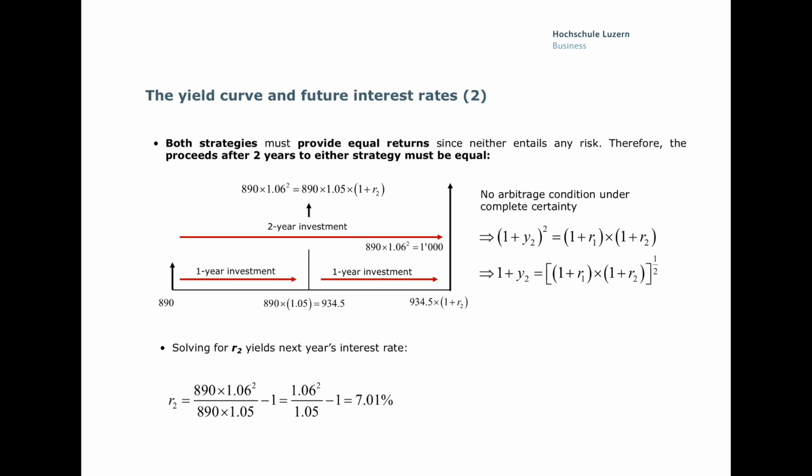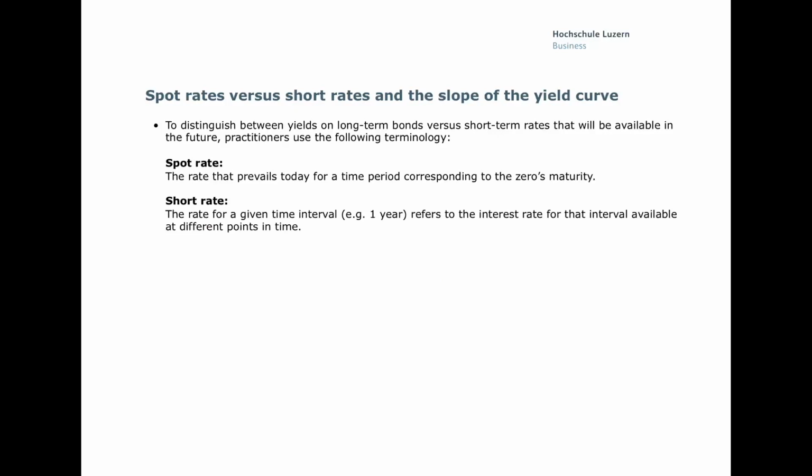So we recognize that under certainty, by rolling over 1-year bonds for 2 years, the same investment outcome can be achieved while holding a 2-year bond. Summarizing the implication of the previous analysis and to make a distinction between yields on long-term bonds versus short-term rates, the following terminology is used. The spot rate is the interest rate that prevails today for a time period corresponding to the zero's maturity. The short rate for a given time interval, say 1 year, refers to the interest rate for that interval available at different points in time.